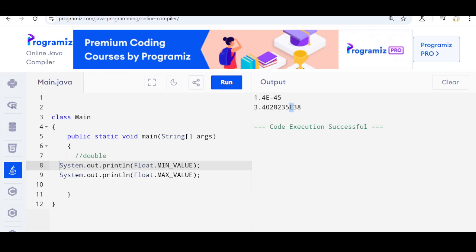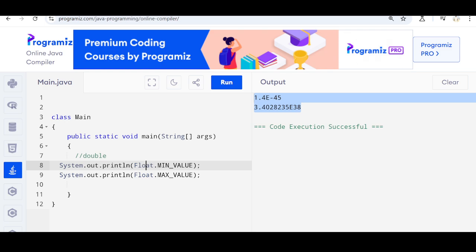E is representing what? E to the power of 38, which means it is going to store a very big number considering the integer part as well as the fractional part. Likewise, here E is E to the power of minus 45, which means it is going to store a very small number considering the integer part as well as the fractional part. That's why the scope is beyond the discussion. It is not necessary to understand the min and max value. Still, if you want to find that, you can find it by using Float.MIN_VALUE.